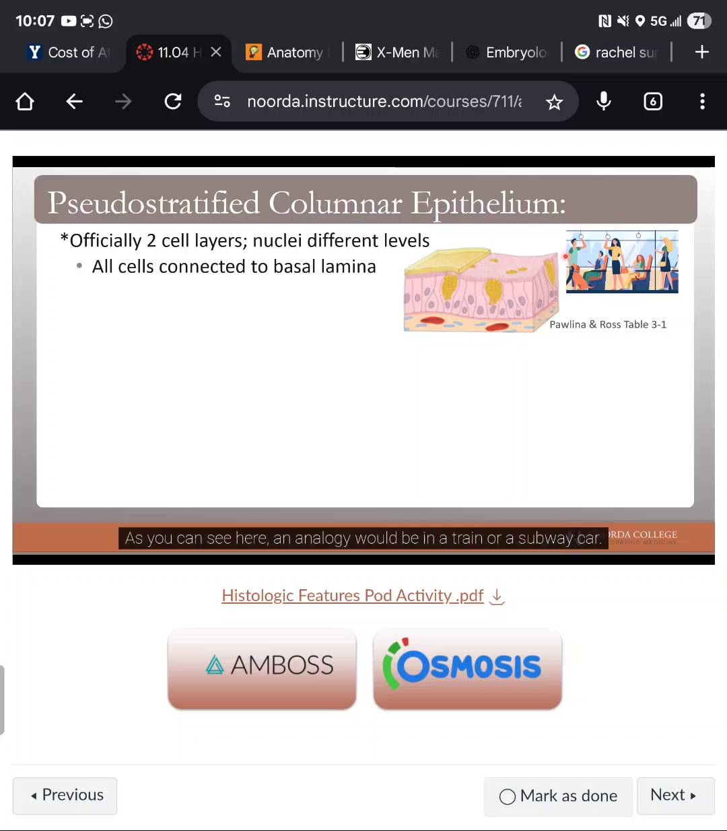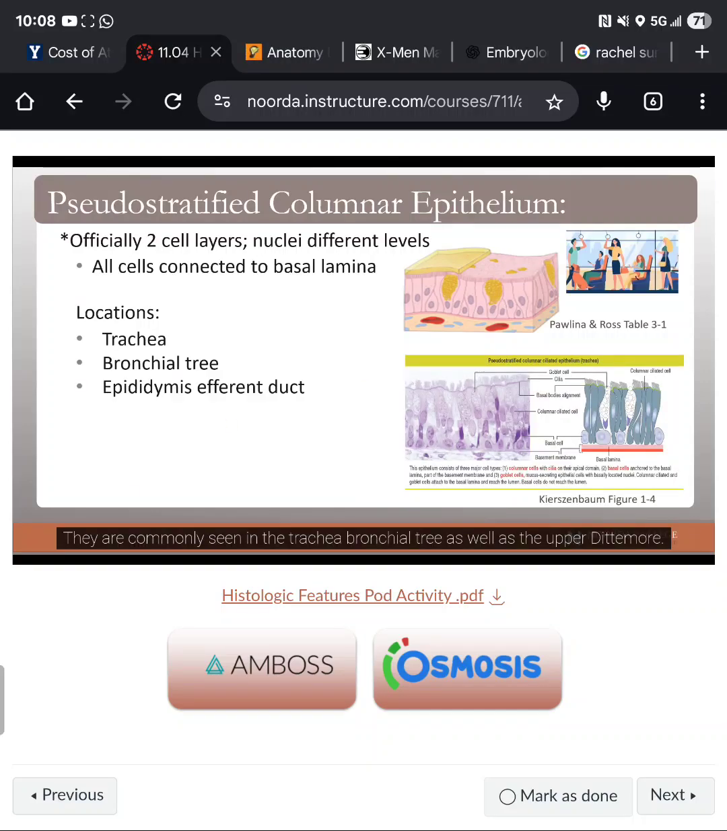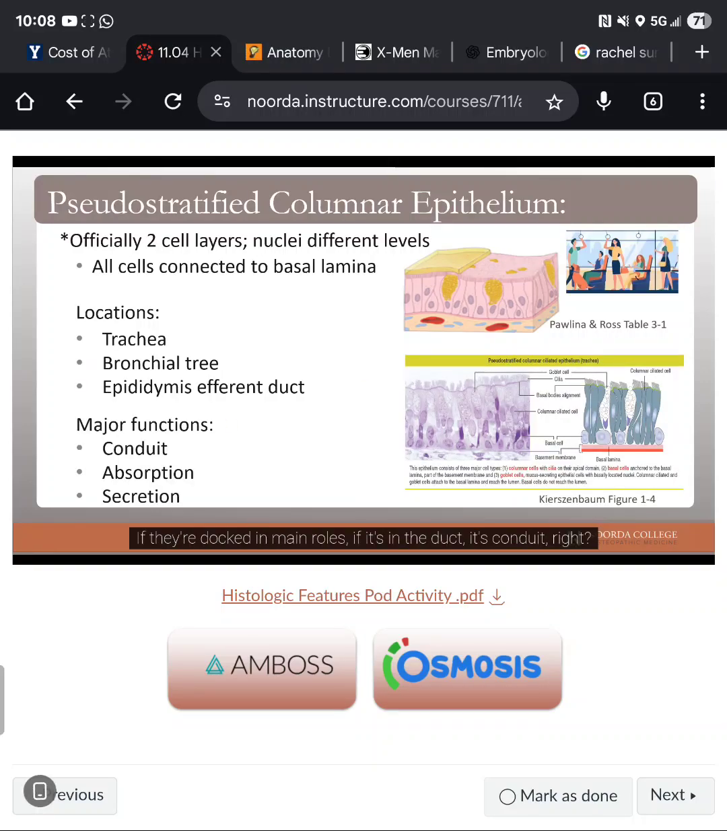As you can see here, an analogy would be in a train or a subway car, everyone's foot is touching the floor, but you can see that their heads are at different levels. They are commonly seen in the tracheobronchial tree as well as the epididymal efferent duct. And main roles, if it's in the duct, it's conduit, right? If it's in the tracheobronchial tree, they can have secretory functions, and there can also be some absorptive properties like in the efferent duct as well.